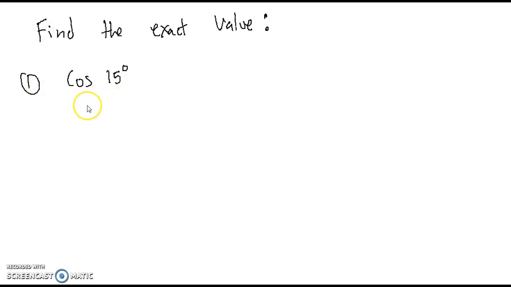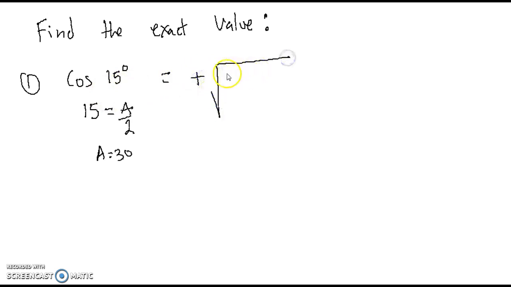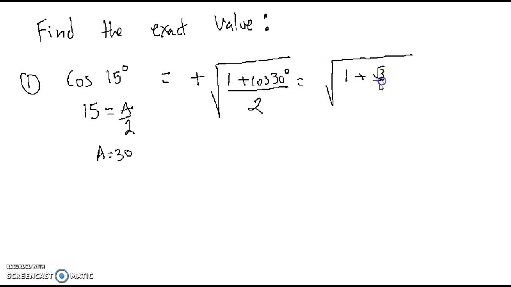So what we want to do is we know that 15 degrees is equal to a over 2. So if I multiply both sides by 2, I know my a is equal to 30. So I get my 30 degrees. So I'm going to say now 15 degrees is in the first quadrant. So I know I'm going to be dealing with a positive radical. And I'm going to say the square root of 1 plus the cosine of 30 degrees all over 2. So again, I don't really need the positive. I'm going to go ahead and replace the cosine of 30 degrees with the fraction root 3 over 2.